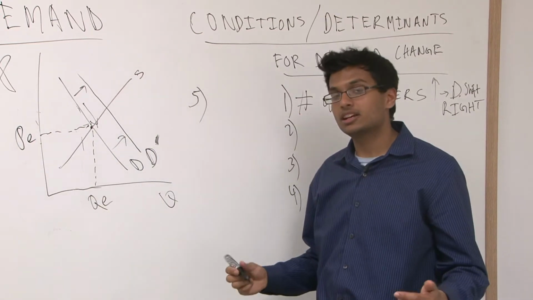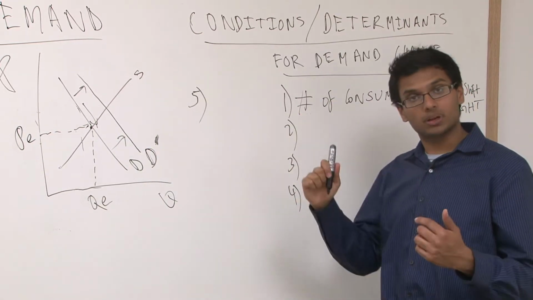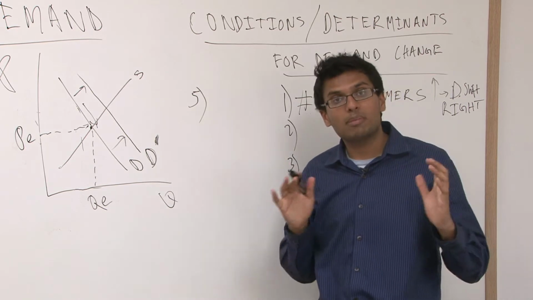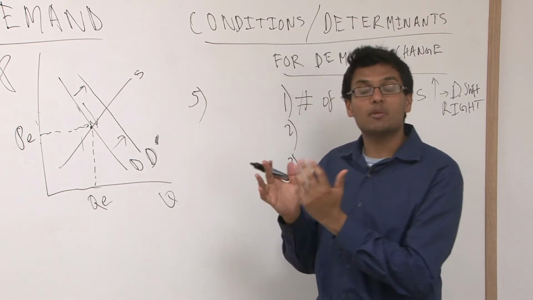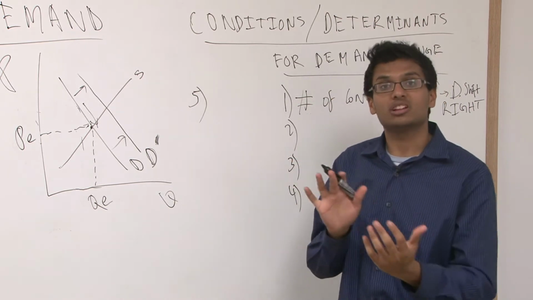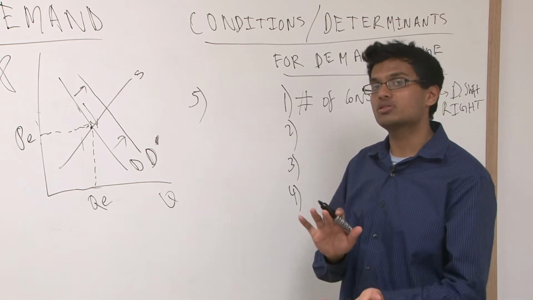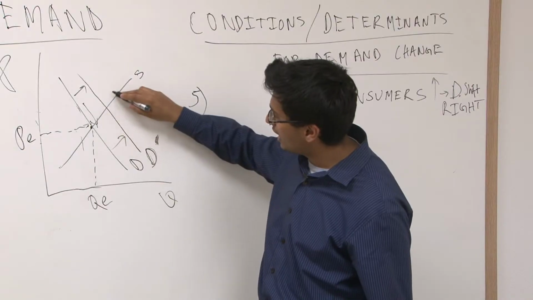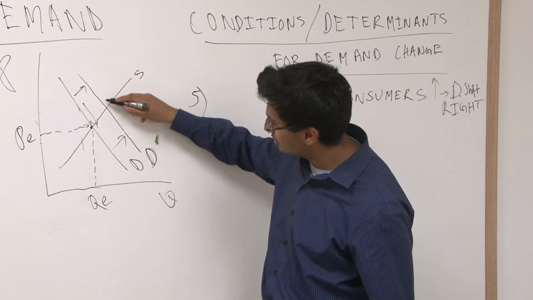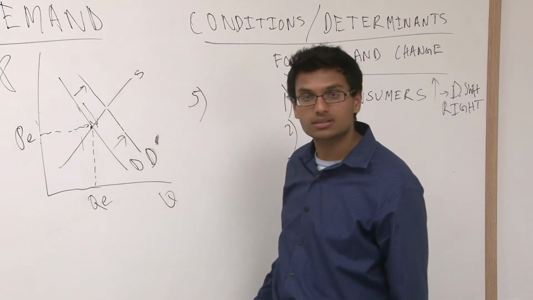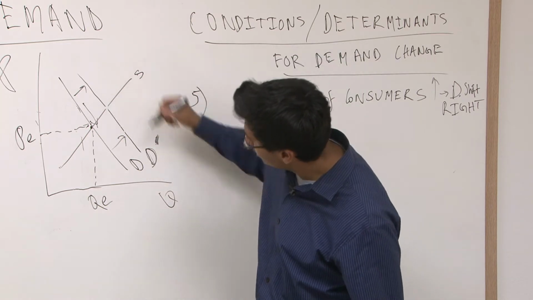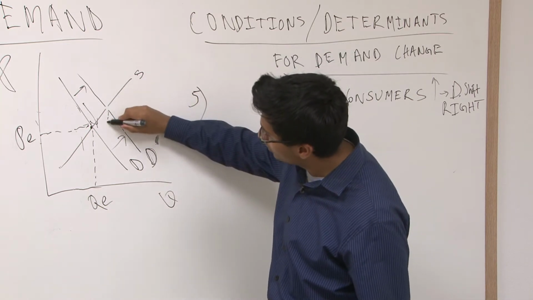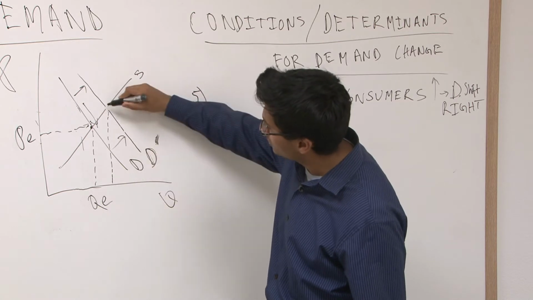Now, what did I say? I said the number of consumers went up. The number of consumers goes up, my demand shifts to the right. My number of consumers goes down, my demand shifts to the left. And I hope you understand why that's happening. If there's more consumers, a product's going to have more demand. Where the supply meets the new demand is where my new equilibrium is. Right here. And what I'm going to do is show you guys the new equilibrium points.